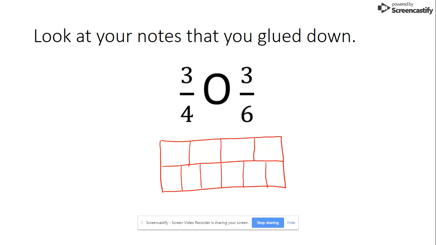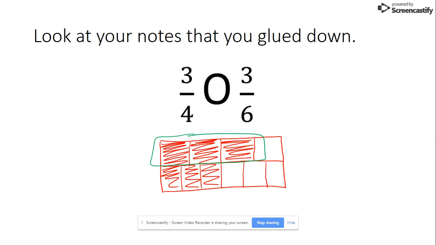Again, both fractions have the same numerator. So I'm going to shade in 3 out of the 4 pieces on the top and 3 out of the 6 pieces on the bottom. When I'm looking at the size of what I just shaded, I can see that this section on the top is much bigger than the piece on the bottom. So 3/4 is greater than 3/6.